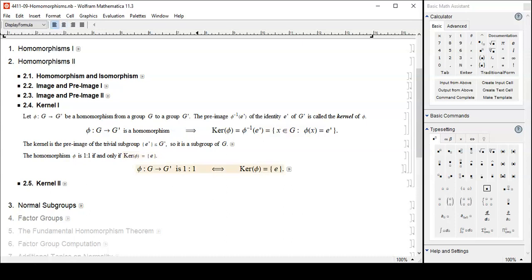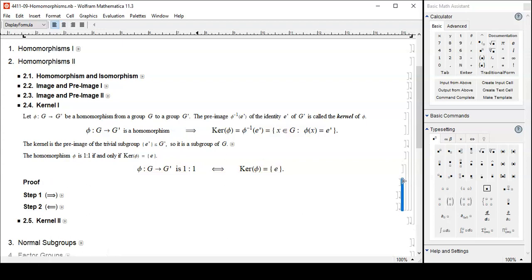Well, it turns out phi is one-to-one if and only if kernel is trivial, and this is a biconditional statement, so we have to prove both directions, forward direction and backward direction. We have two proofs, rather two steps of proofs, two parts of the proofs. Let's do the easy one first. Assuming phi is one-to-one, as I highlighted in green, let's prove that the kernel is trivial, highlighting in blue.